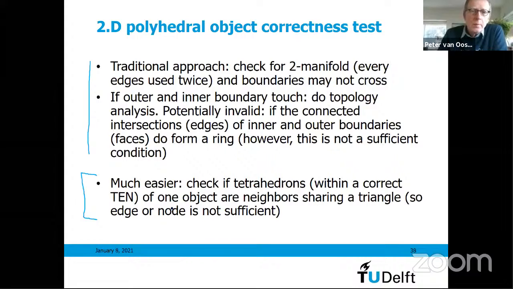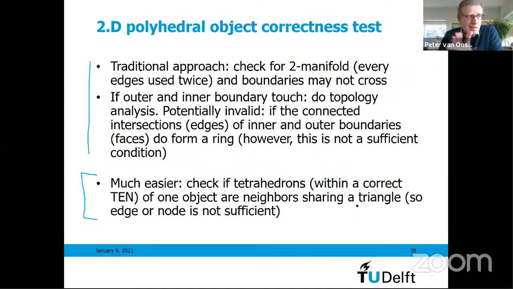If we have the tetrahedral network, then we just check if for all triangles we can find one neighbor tetrahedron with which we share a complete triangle. So they are glued together via a triangle, not via an edge, not via a node. Via edge or node is not sufficient, but if all tetrahedrons in the collection share a face with at least one neighbor, then the whole collection is a valid polyhedron, a valid 3D object, interior connected.